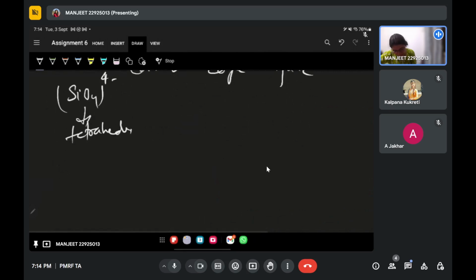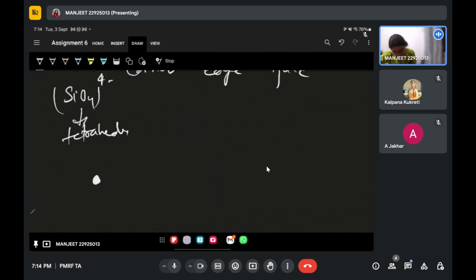And how are they arranged? This is my silicon atom, and these are my oxygen atoms. This is O, O, O, O, and this is your silicon. Now this is one of my tetrahedra. My silicon is sitting at the tetrahedral void, the space between the oxygens of the tetrahedra.